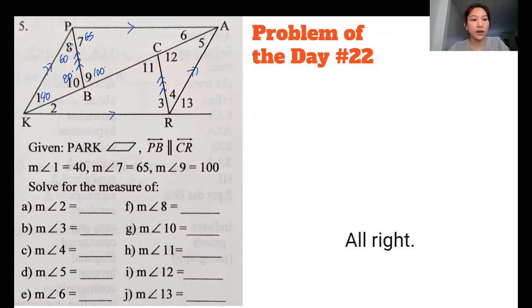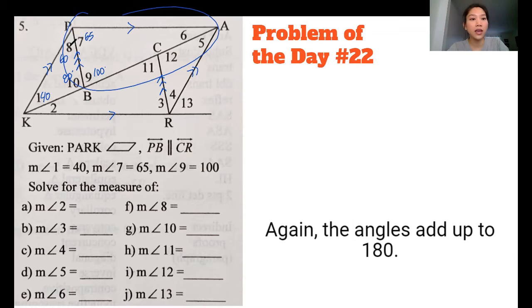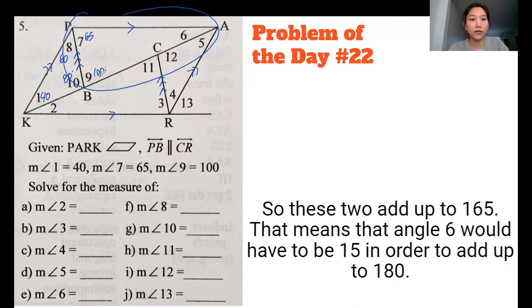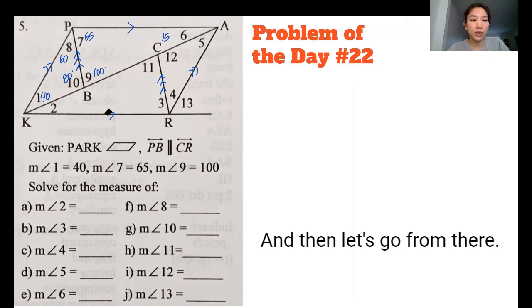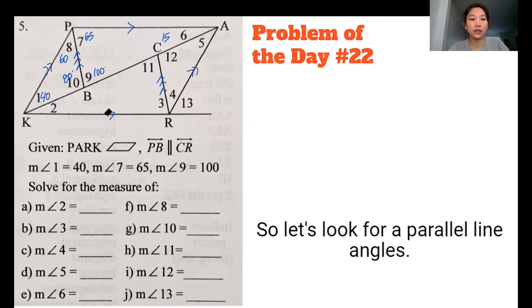Then I'd probably focus on this triangle over here. Again, the angles add up to 180. So these two add up to 165. That means that angle 6 would have to be 15 in order to add up to 180. And then let's go from there. Now we haven't used any parallel line ideas yet. So let's look for parallel line angles.